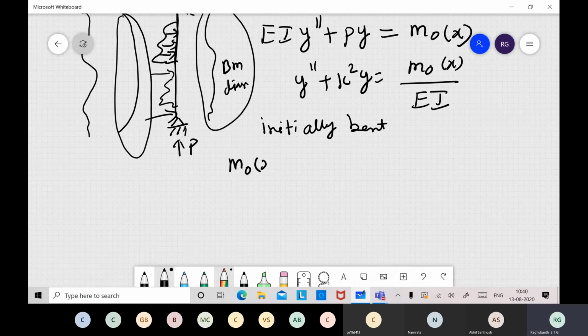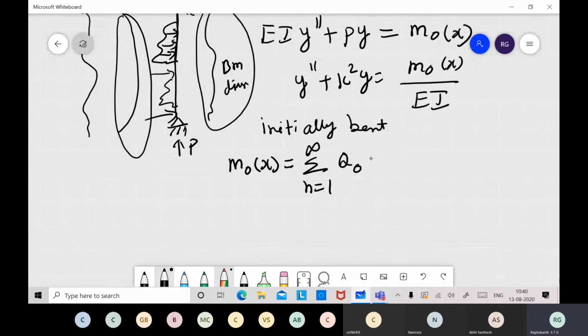Your bending moment diagram you can expand in terms of the Fourier series, where n is equal to 1 to infinity, of some Q naught sine n pi x by l. Any complicated shape of bending moment can be expressed in terms of Fourier series.